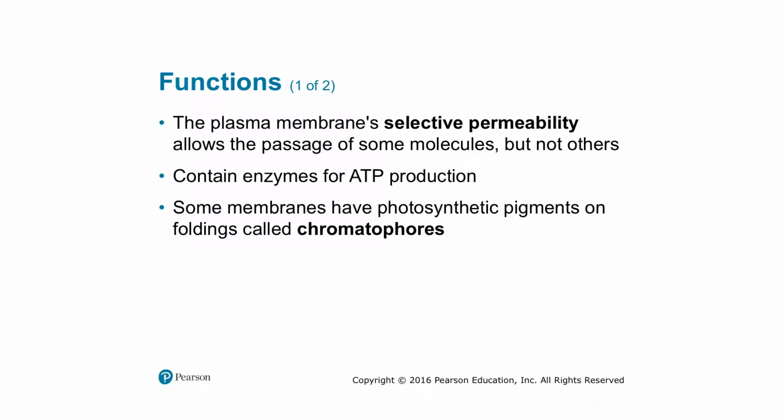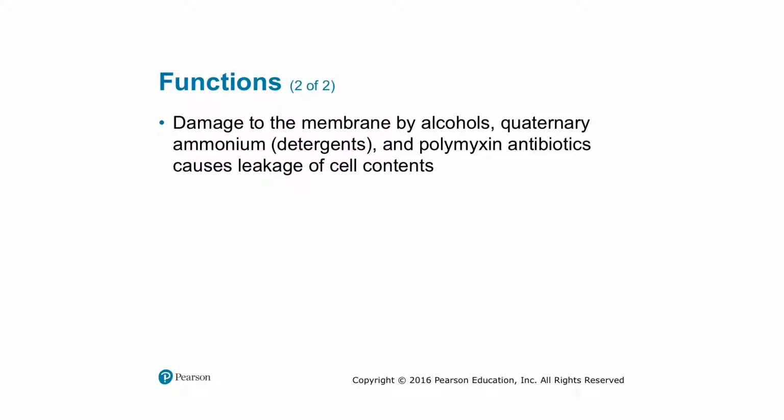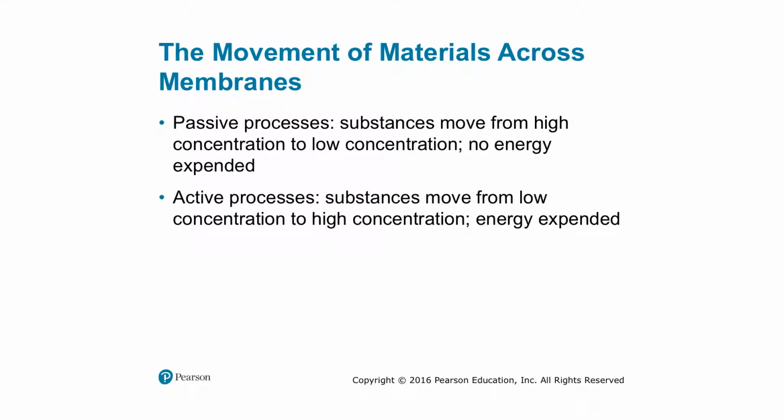The plasma membrane has a selective permeability that allows the passage of some molecules but not others. It contains enzymes for ATP production, and some membranes have photosynthetic pigments on the foldings called chromatophores. So here you can see those chromatophores, and so they can turn different colors. Damage to the membrane by alcohols, quaternary ammonium compounds like detergents, and polymyxin antibiotics causes leakage of cell contents.